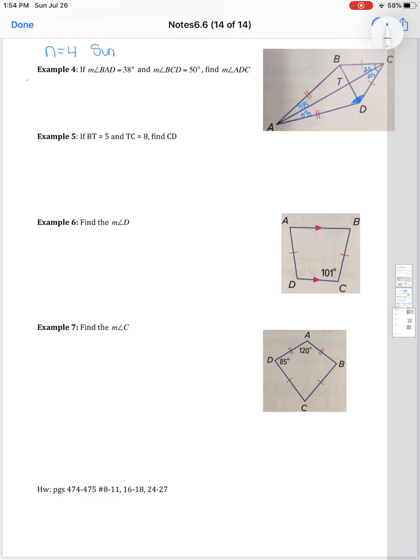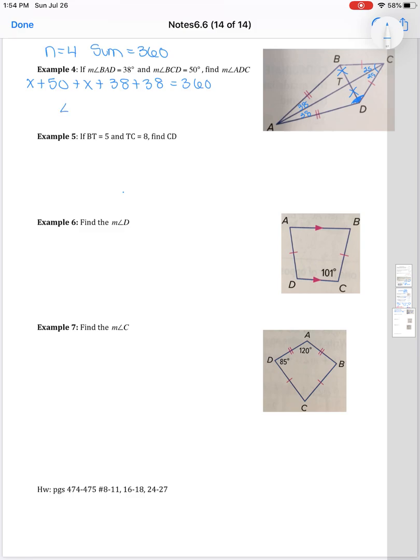All right, we got a kite here. So it says BAD is 38. So 38. BCD is 50. Oop, that whole thing's 50, which I know it gets cut. So I'm going 25 and 25. And I want to find ADC. So if that's 38, I know this guy's 38. And I'm looking for this angle right here.